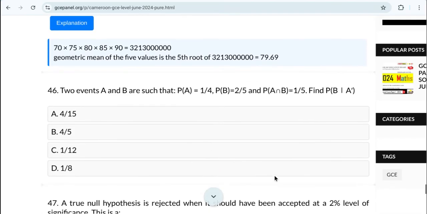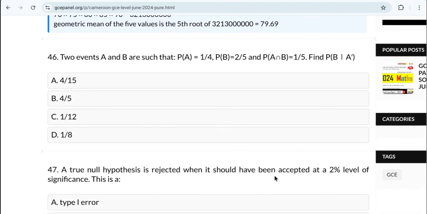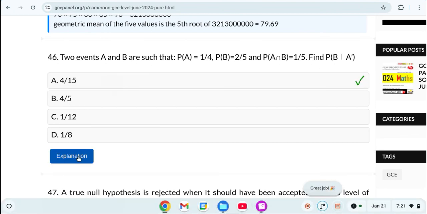Question 46. Two events A and B are such that the probability of A is 1/4, the probability of B is 2/5, and the probability of A intersection B is 1/5. Find the probability of B given A. I love this question so much. Probability of B given A, the answer was 4 over 15.